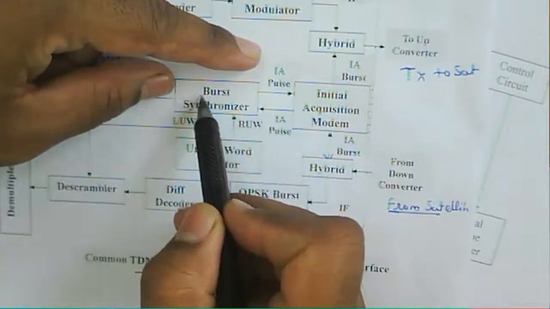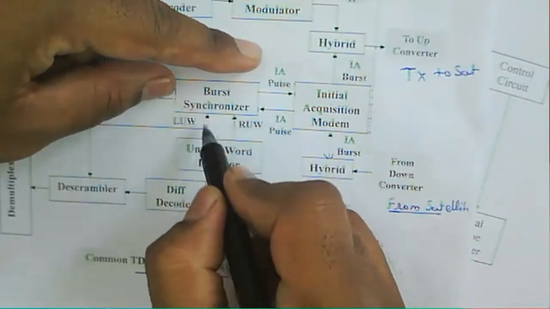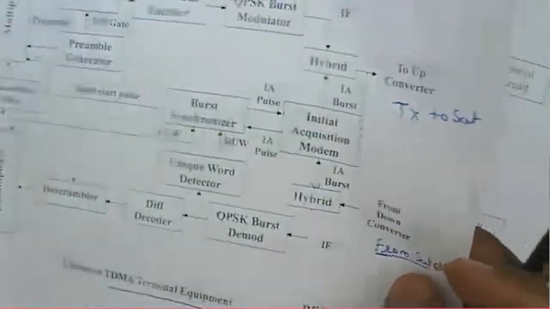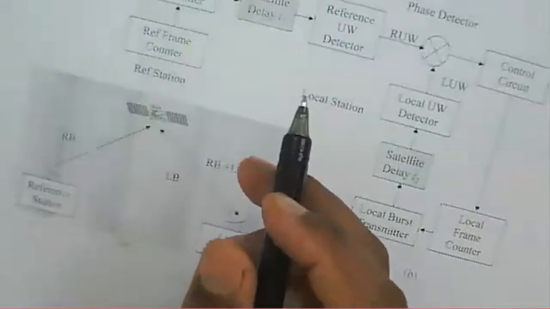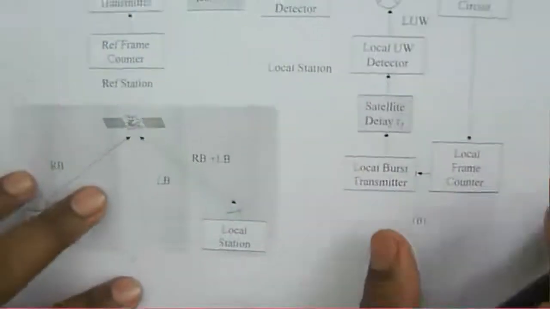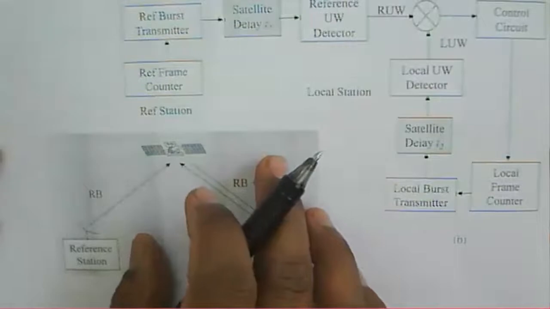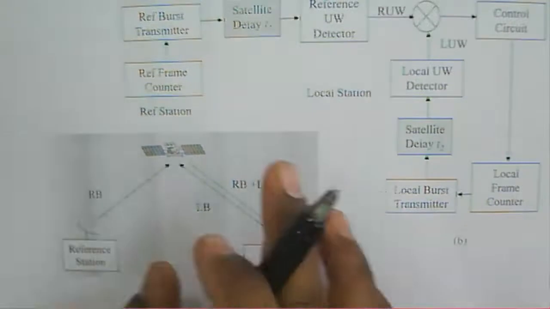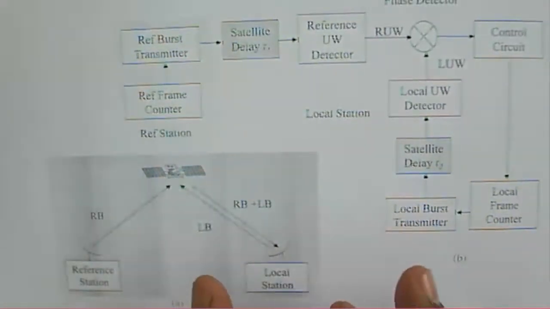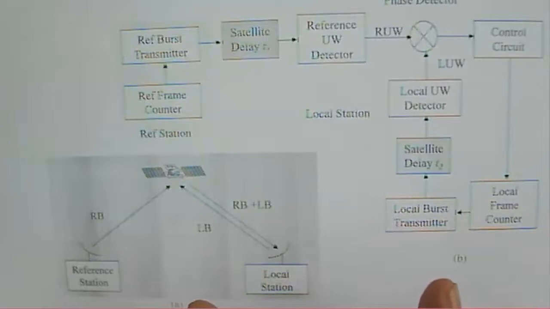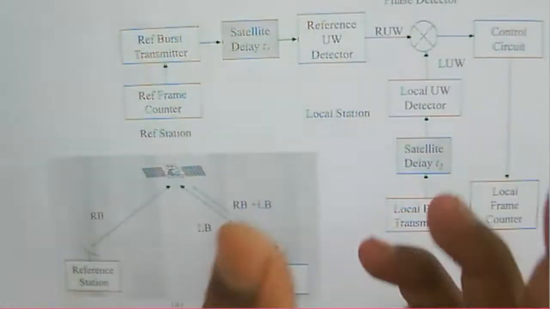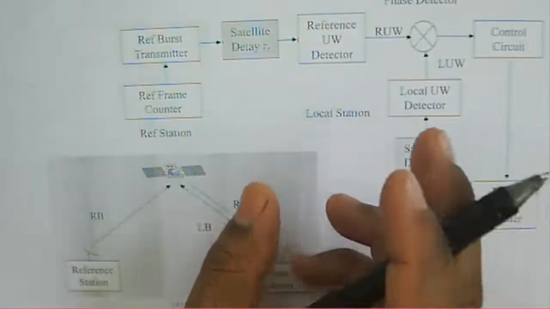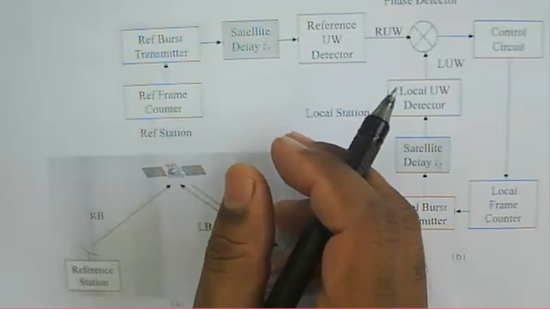So the initial acquisition pulse goes to this bus synchronizer, as well as the local unique word and the RUW word. Means after the initial acquisition pulse, that will be continuously detected in the particular frame. Then the station transmits some particular data, that is nothing but a preamble, and that will be received by the particular bus window.